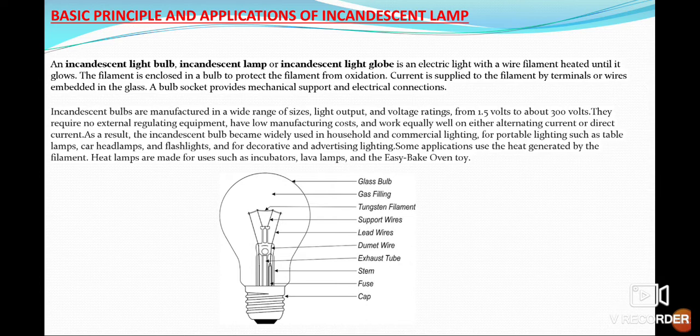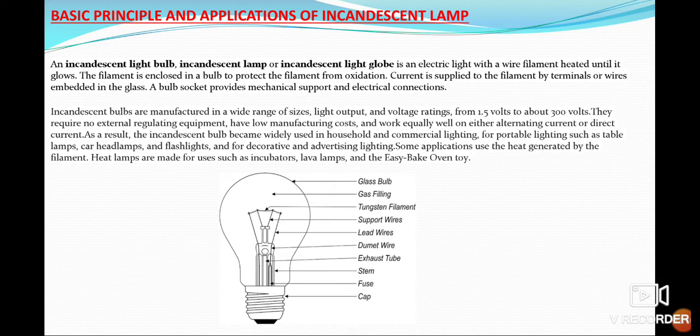In the given figure we can see the diagram of the bulb. The parts of the bulb are labeled properly. The bulb consists of a cap, a fuse, stem, exhaust tube, a Dumet wire, lead wires, support wires, tungsten filament and gas filling. Incandescent lamps are manufactured in wide ranges of sizes and give light output and voltage ratings from 1.5 volts to above 300 volts.